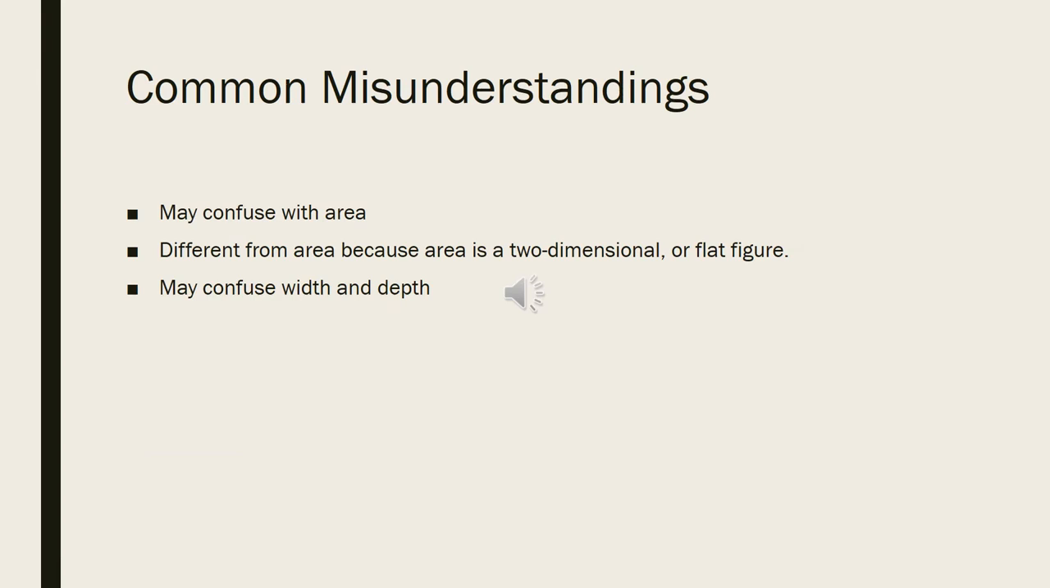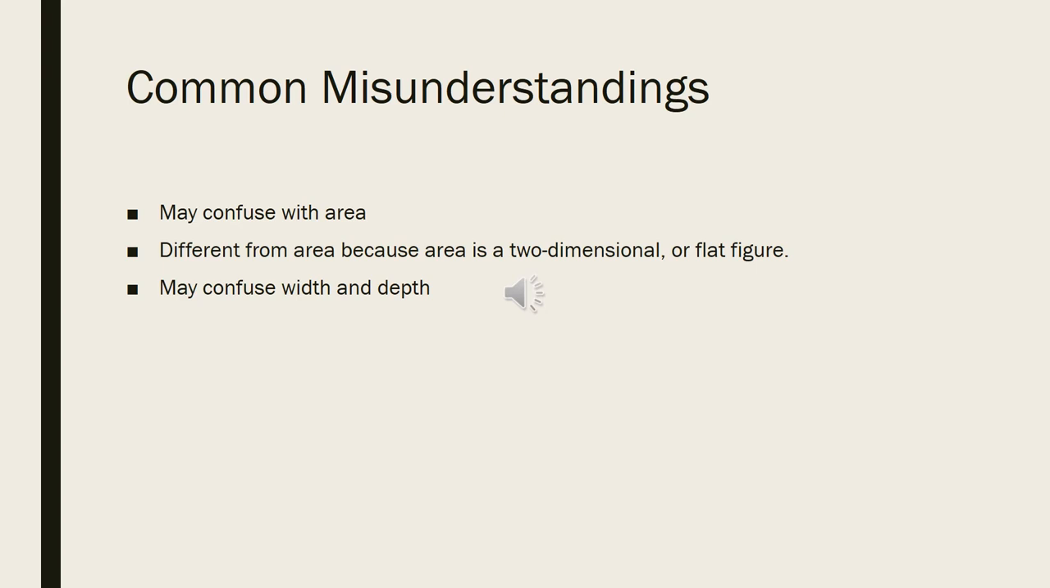I've always thought it to be a good idea that if we want to be right, we must also know how we can be wrong so that we can avoid being wrong. So some common misunderstandings about volume are that a lot of people tend to confuse it with area or use the two interchangeably or think that they're more related than they actually are.